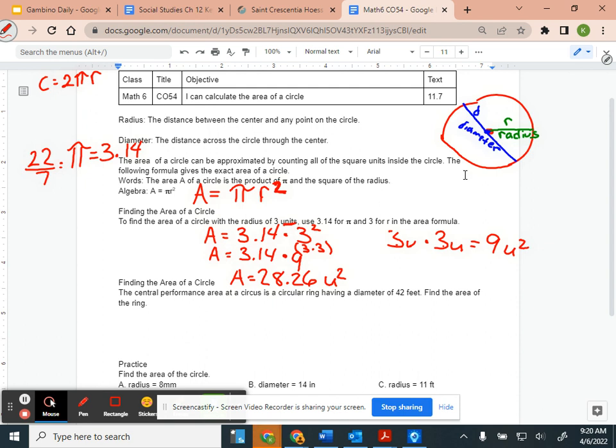So when you're doing the area, that label is squared, not the number. Make sure that you're squaring the label.